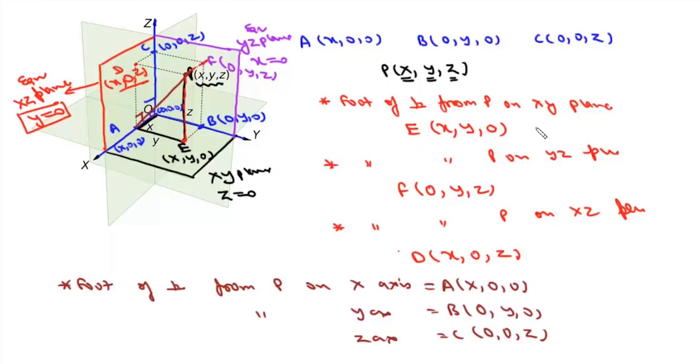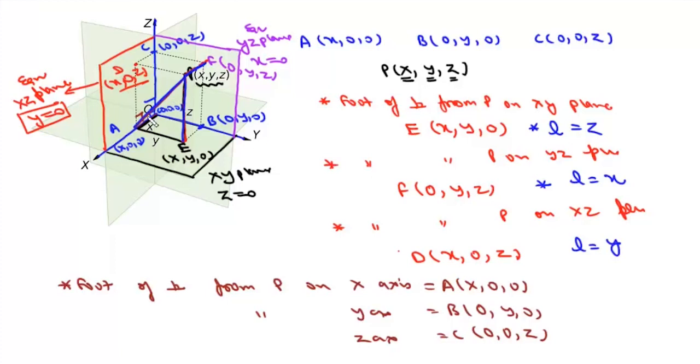And if we need to find length of perpendicular, say L, now in this case, this length of perpendicular will be z. Now on yz plane, length of perpendicular will be simply x, and on xz plane, this length of perpendicular will be simply y.